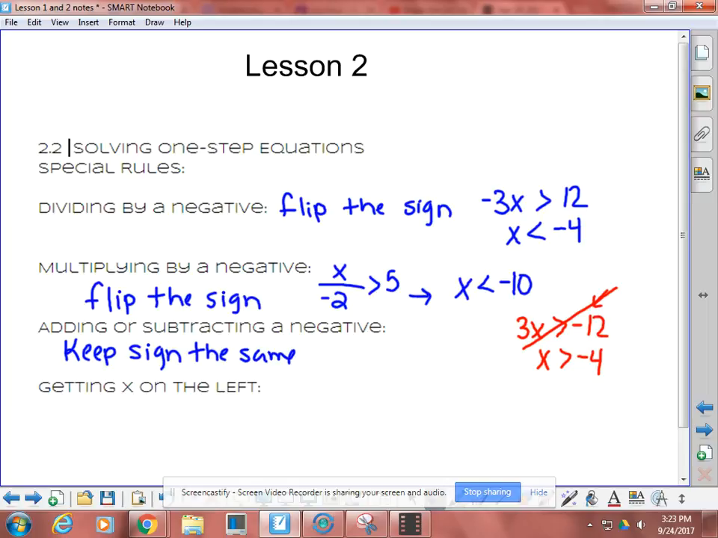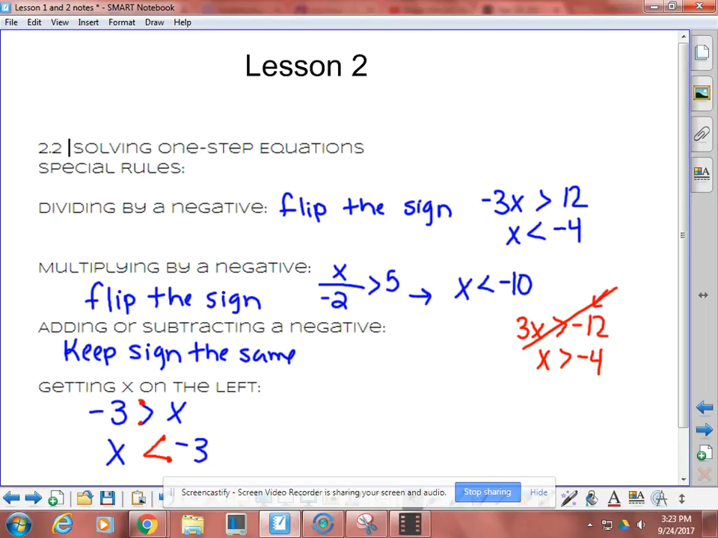And then getting x on the left is the most important part. So if you ended up with something that said negative 3 is greater than x, I'm going to flip that around so the x is on the left. I flip my numbers around, and then I say, okay, the 2 dots were closest to the negative 3, so the 2 dots are still going to be closest to the negative 3 here. Because if you read it from the other direction, it says x is less than negative 3.